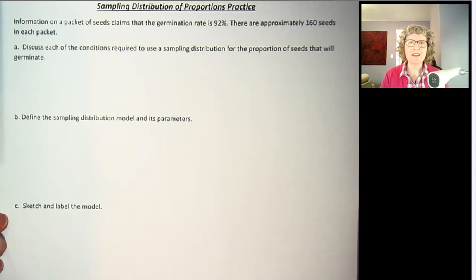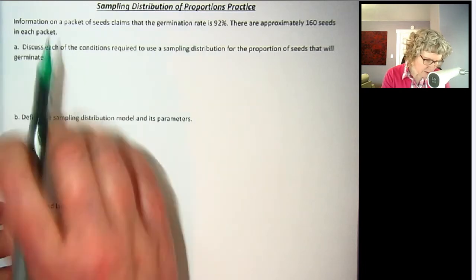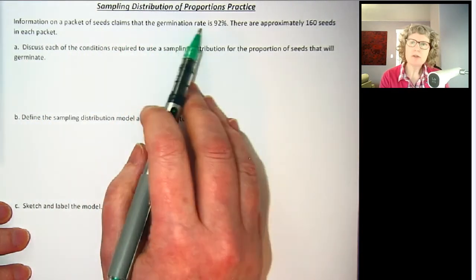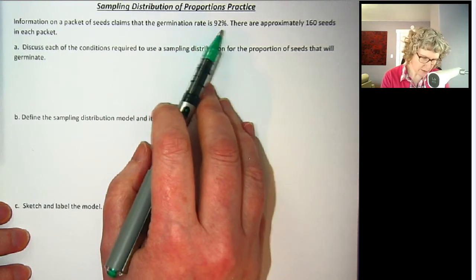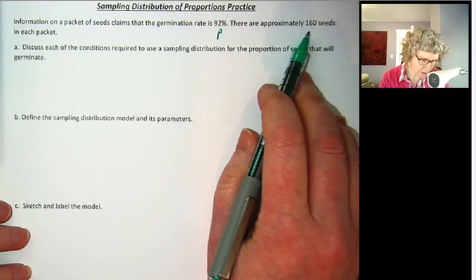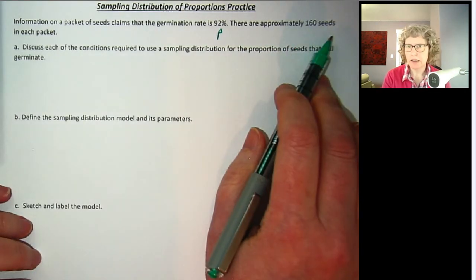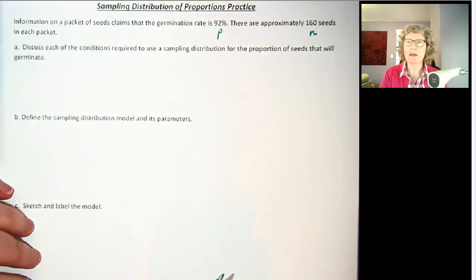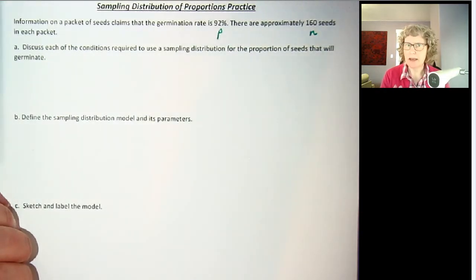Hi there, this is another practice problem on the sampling distribution of proportions. So let's see what this context is here. It says information on a packet of seeds claims that the germination rate is 92%. Okay, that's a percentage, so that's our P. There are approximately 160 seeds in each packet. Okay, that's our N, because think of a packet of seeds as one sample, okay?